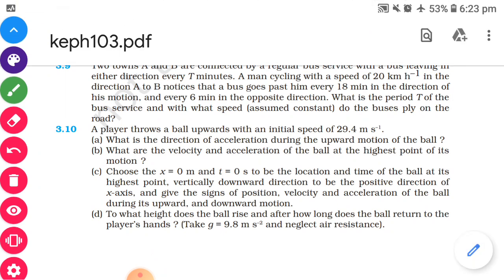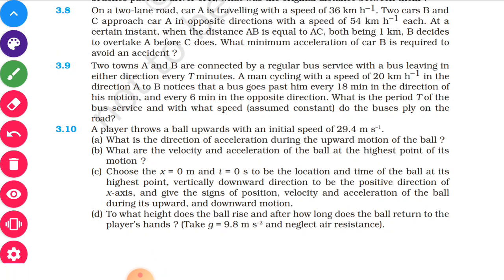We have to choose x is equal to 0 meter and t is equal to 0 second to be the location and the time of the ball at its highest point. Now try to understand. Highest point is the point where x is equal to 0 is taken. So you can understand it this way, that say for example this is the point from where it has started, and here at this highest point it is taken to be x is equal to 0, and we have to consider what is the direction of acceleration during the upward motion.